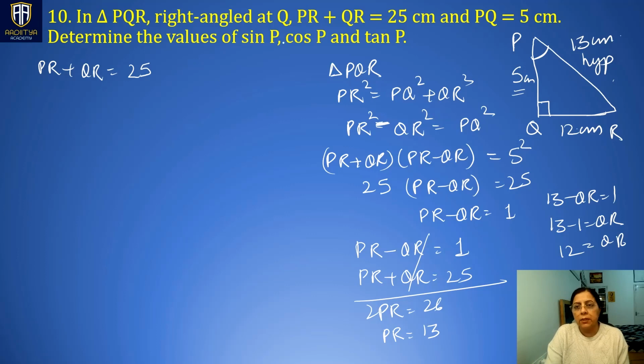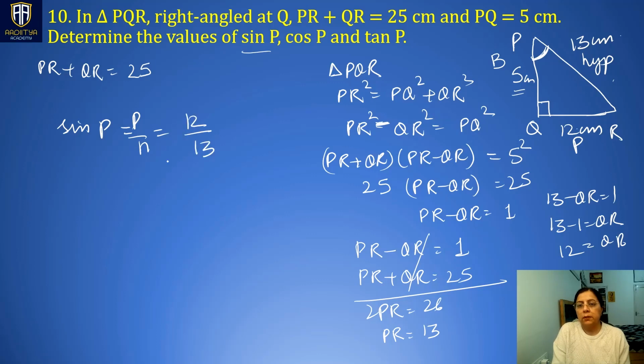Now this becomes very easy. We have to find sine P. Regarding P, this has to be base. This has to be perpendicular. So sine of P is the ratio of perpendicular and hypotenuse. Perpendicular is 12.